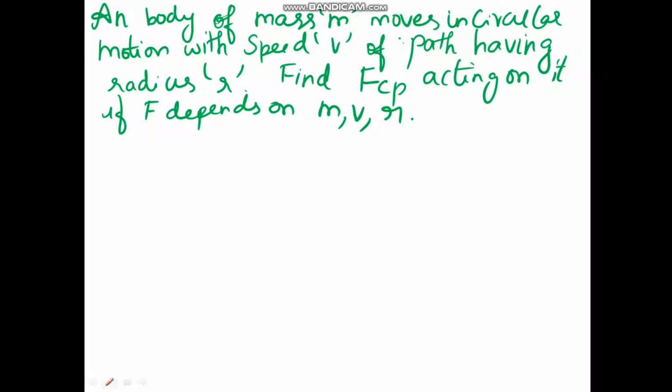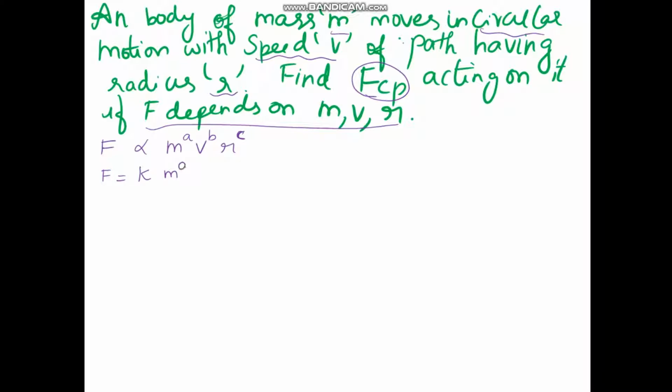This type of numericals is commonly asked in the NEET exam. A body of mass m moves in a circular path with speed v and radius r. Find the centripetal force acting on the particle if force depends on m, v and r. We have been given that force depends on mass, velocity and radius: mass power a, velocity power b and radius power c. We are adding a dimensional constant k, so F is k m power a, v power b and r power c. Let k be equal to 1.